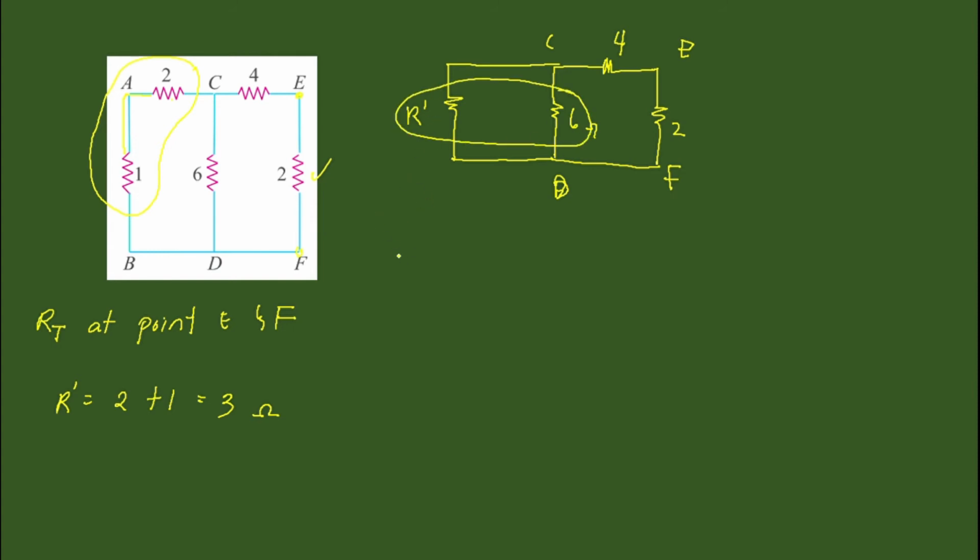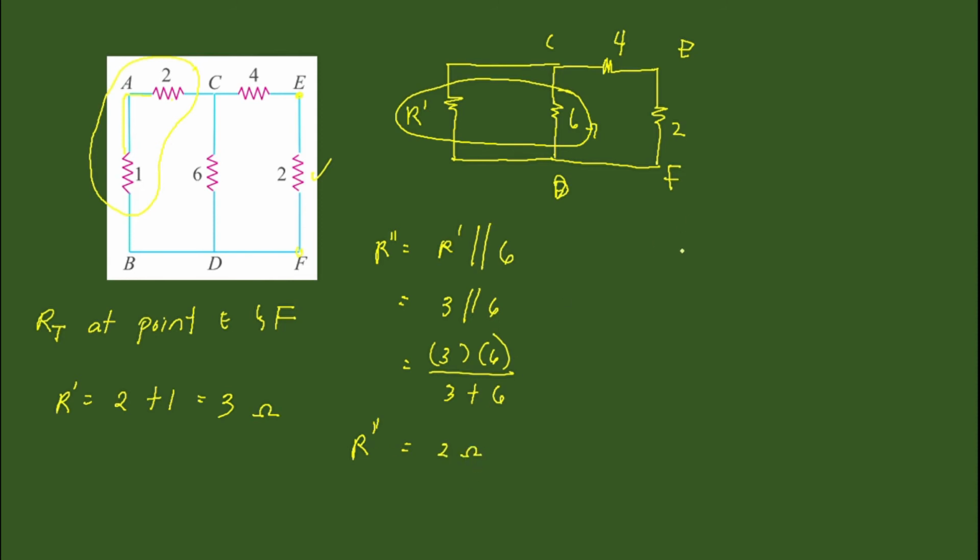So, R prime is connected in parallel with 6 ohms. Okay? Let's consider it as R2 prime. R2 prime is R prime parallel to 6 ohms. The value of R prime is 3 ohms. So, 3 parallel to 6. So, 3 multiplied by 6 divided by 3 plus 6. Okay? So, how much is that? R2 prime is equal to 2 ohms.